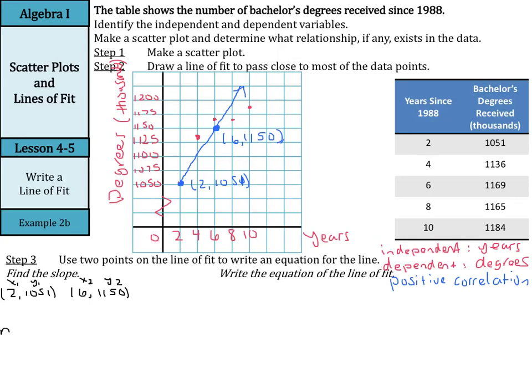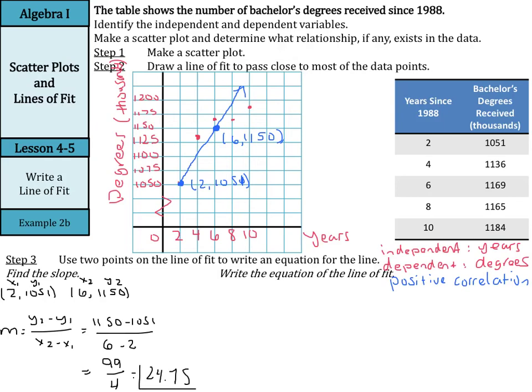So when I calculate my slope using the formula, y2 minus y1 over x2 minus x1, that gives me 1150 minus 1051. Almost wish I changed that to 1050 there. And then over 6 minus 2. That's going to be 99 over 4. I really wish I would have changed that to 1050 now to come up with a better number than 99 over 4. But 99 divided by 4 is 24.75.